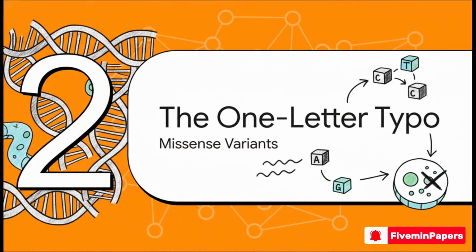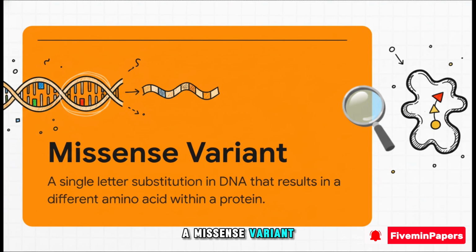Let's break it down. Okay, so a missense variant is literally just a single letter swap in our DNA. Think of it like a recipe. This tiny change tells your cells to use a different ingredient, a different amino acid, when building a protein. Now, sometimes that swap doesn't really matter. It's like using a different brand of sugar. But other times, it can cause the whole protein to just, well, not work at all.